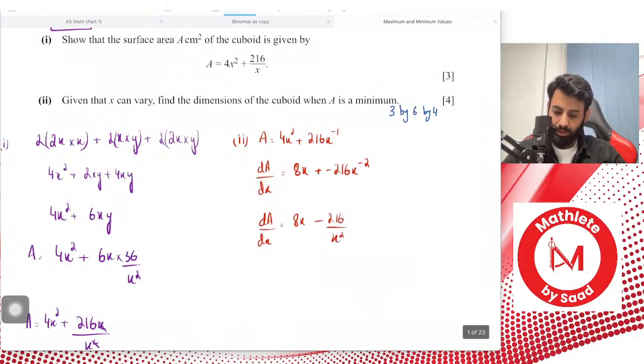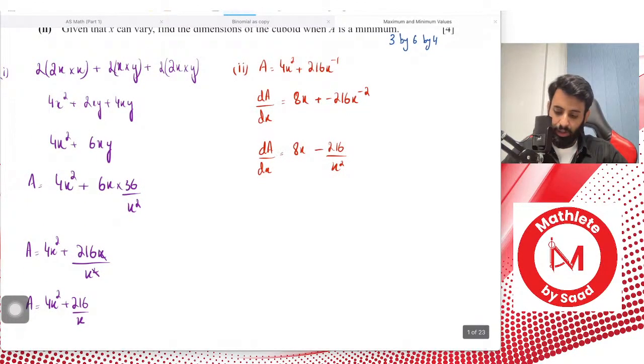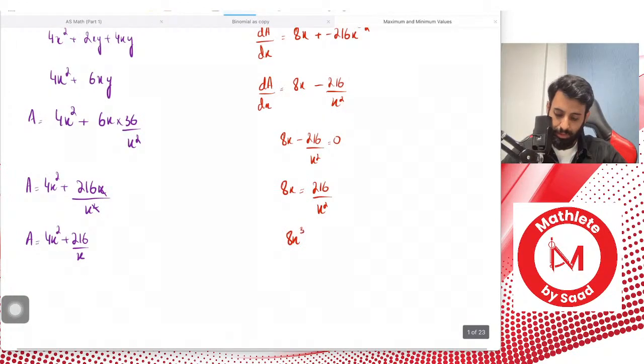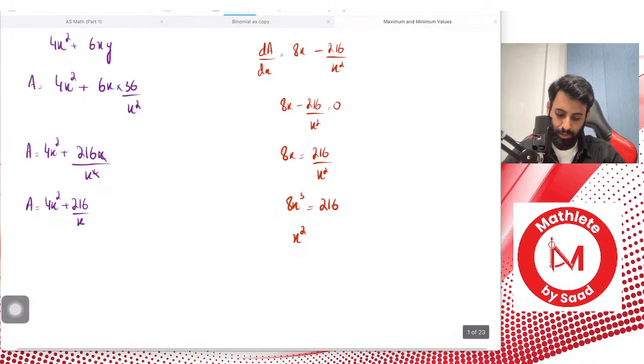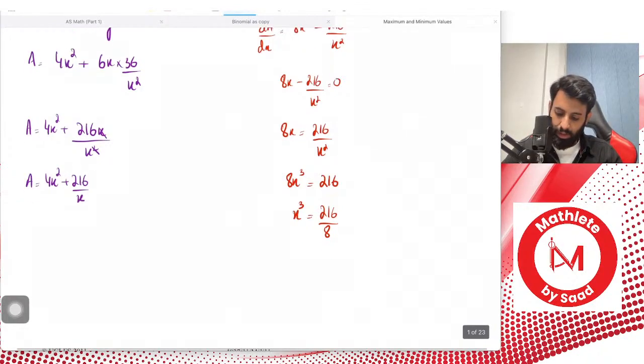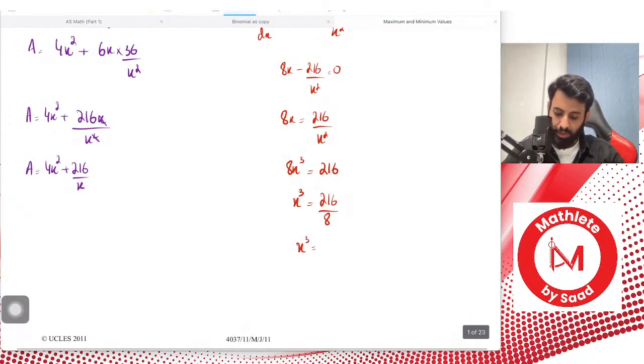So we're going to set this equal to 0 as one of you said. So 8x minus 216 upon x square equals to 0. So now we have 8x equals to 216 upon x square. We cross multiply. So we have 8x cubed, which is equal to 216. We make x the subject. So x cubed is equal to 216 divided by 8. What is that? Let's find out. 216 divided by 8. So that's 27. x cube is equals to 27, which means x is equals to 3.